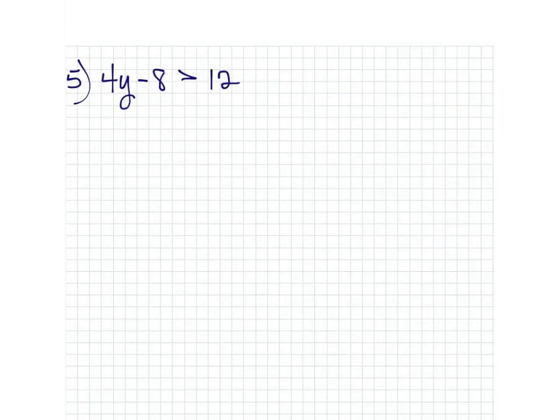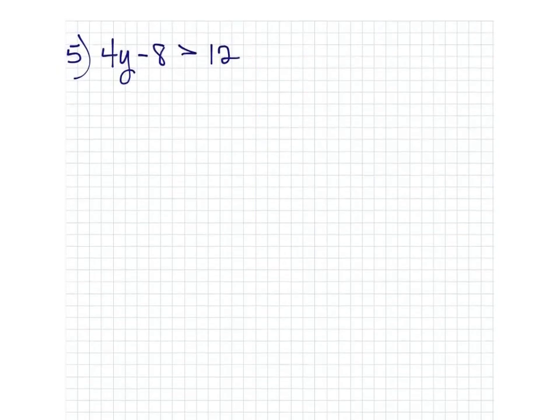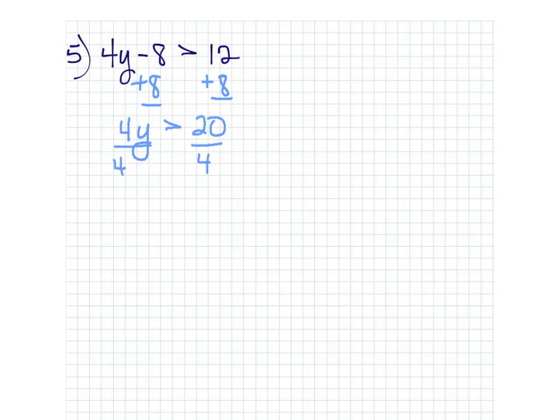All right. Number 5. Let's do this one together. 4y minus 8 is greater than 12. I notice right away this one does not have an x. So I know that if it only has a y, it's going to be a very simple horizontal line. So let's solve. Ready? Let's add 8 on both sides. 4y is greater than 20. We'll divide by 4 on both sides, and we see that y is greater than 5. So let's graph that inequality.